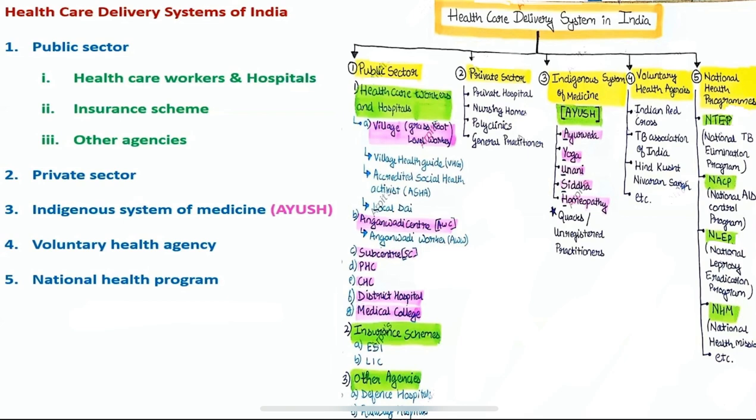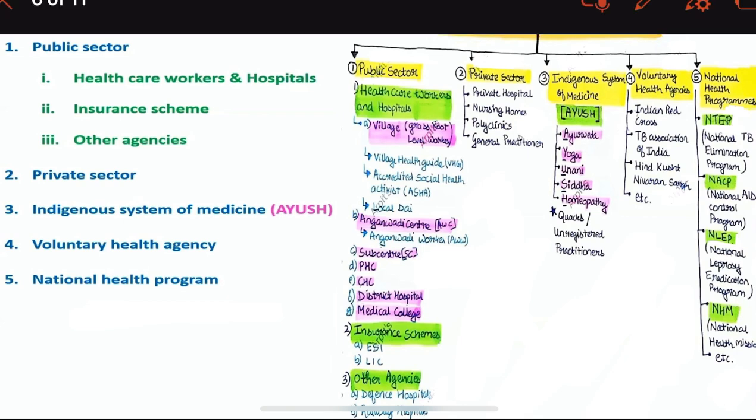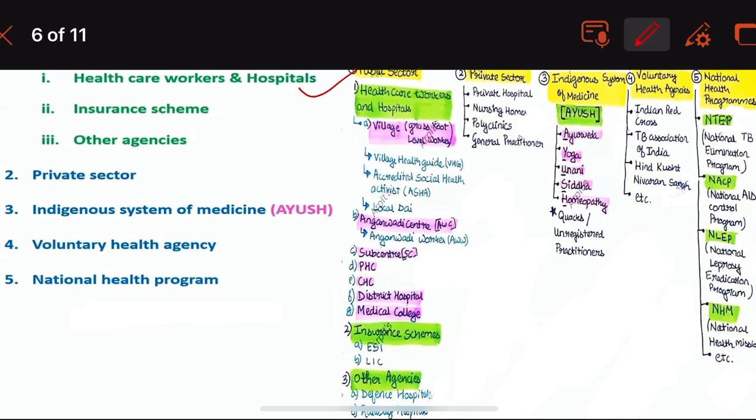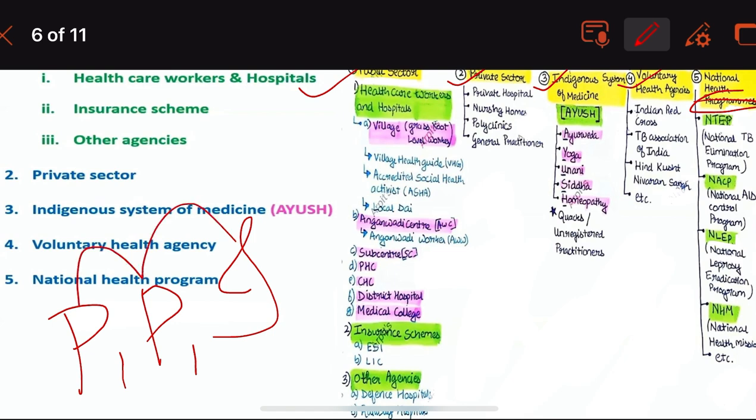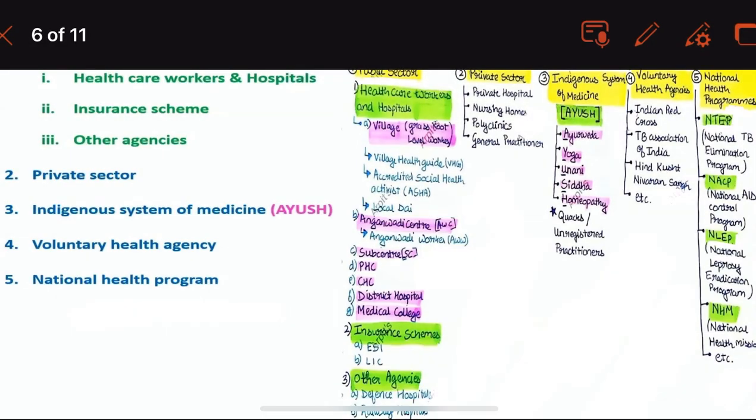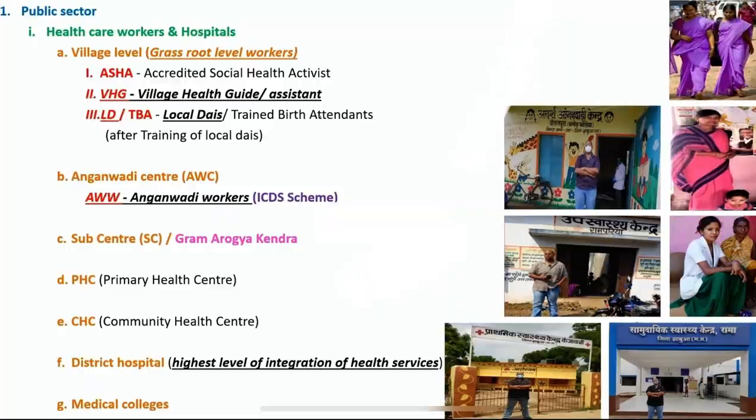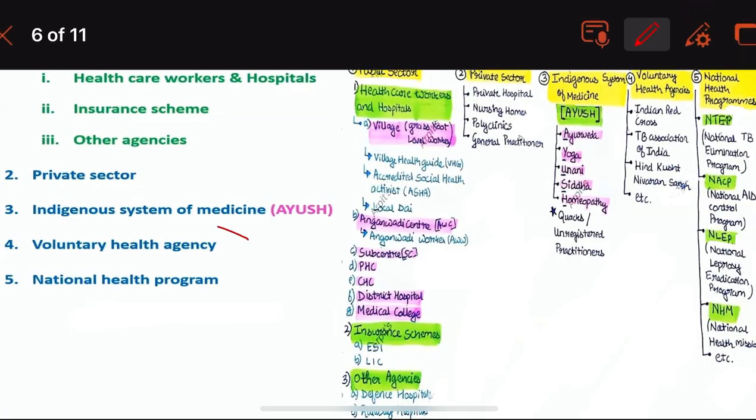So starting with the public sector. What are the healthcare delivery systems? Public, private, indigenous, voluntary, national health program. Public, private, indigenous, these three are fine. Public allopathic, you can remember. For now, you remember public, private, and then indigenous. Three are done. The next two are voluntary health agency and national health program.